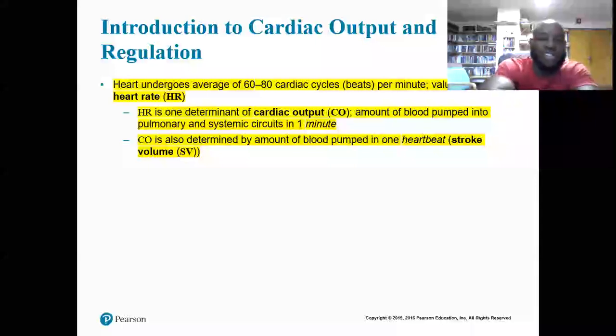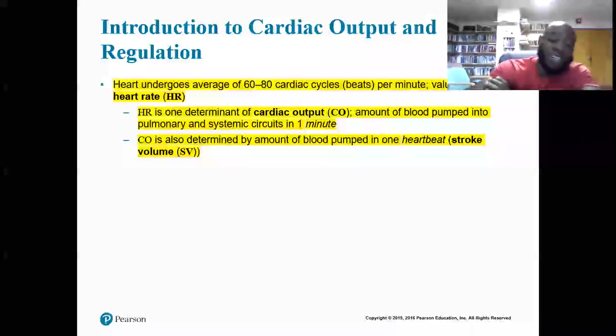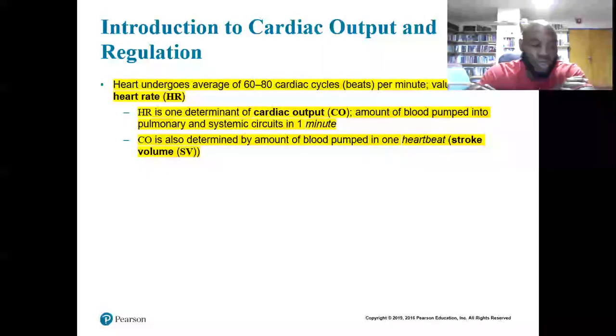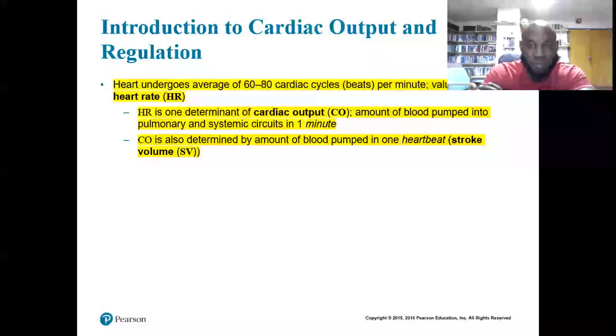Okay. But generally the average is 60 to 80 cardiac cycles or beats per minute, or R to R, 60 to 80 of those, if you're looking at the ECG. All right. So that seems like a lot, right? You're filling, relaxing, filling, contracting, ejecting over and over, 60 times, 80 times in 1 minute. So this all happens pretty fast.